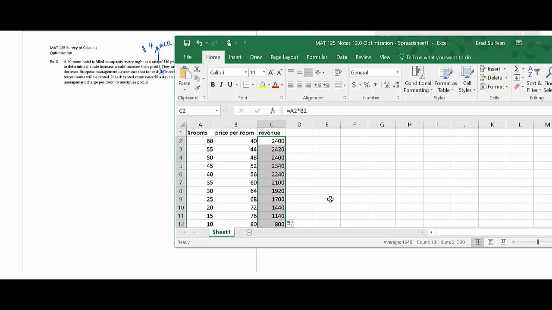Well, it kind of went up for a while. Okay, then it started going down. Okay, all right. Now we're going to do the cost. Okay, well, the cost was $8 per room.